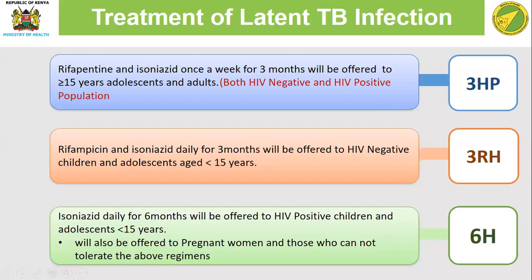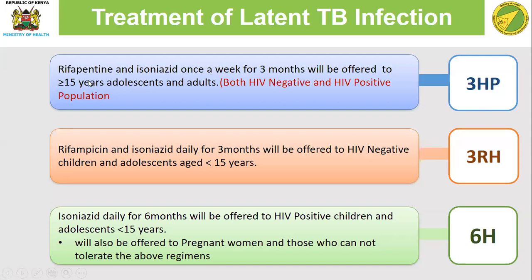For treatment, there are a number of options recommended in the WHO document, but we picked these three. Isoniazid is what we had for a number of years, what you're calling the 6H. But now the new ones are 3HP and 3RH. 3HP is rifampentine and isoniazid. This regimen is friendly because it's given once a week, at a high dose, about 900 milligrams of each. The good thing is we now have a fixed dose combination that comes in 300. So you take 3 tablets once a week for 12 weeks, making 3 months.